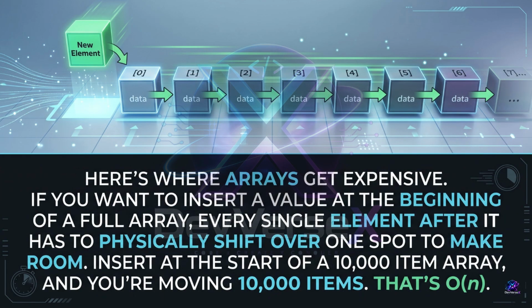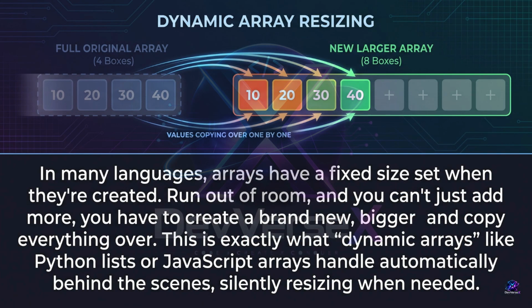Here's where arrays get expensive. If you want to insert a value at the beginning of a full array, every single element after it has to physically shift over one spot to make room. Insert at the start of a 10,000 item array, and you're moving 10,000 items. That's O(n).